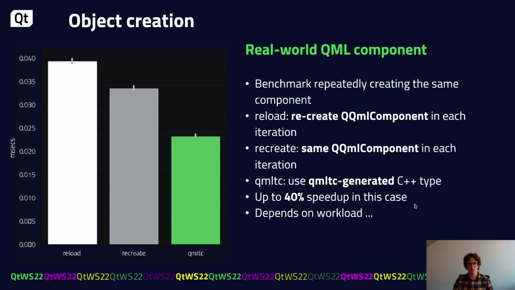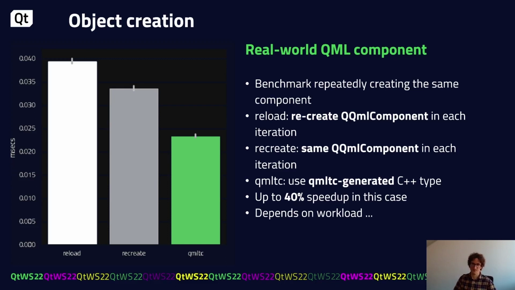The object creation compiler. I've used a medium large document here to show this off. What we are doing here is first on reload, we recreate the QML component in each iteration. So I create a QML component, I create an object from that QML component, then I throw it away and redo it, and I benchmark that.